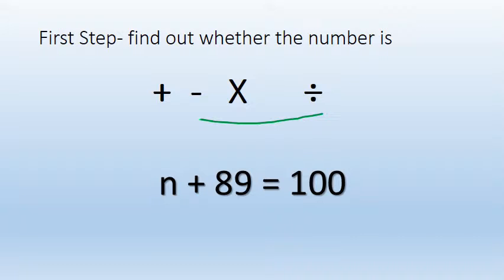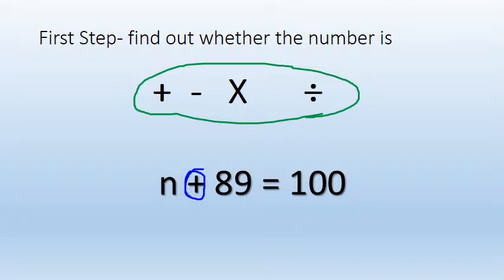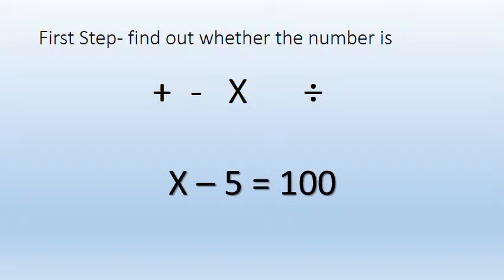How about this one? Are we adding, subtracting, multiplying, or dividing our number? That's right, in this example we are adding the number. First step is to see whether we are adding, subtracting, multiplying, or dividing. How about this one? In this example, that's right, we are subtracting.